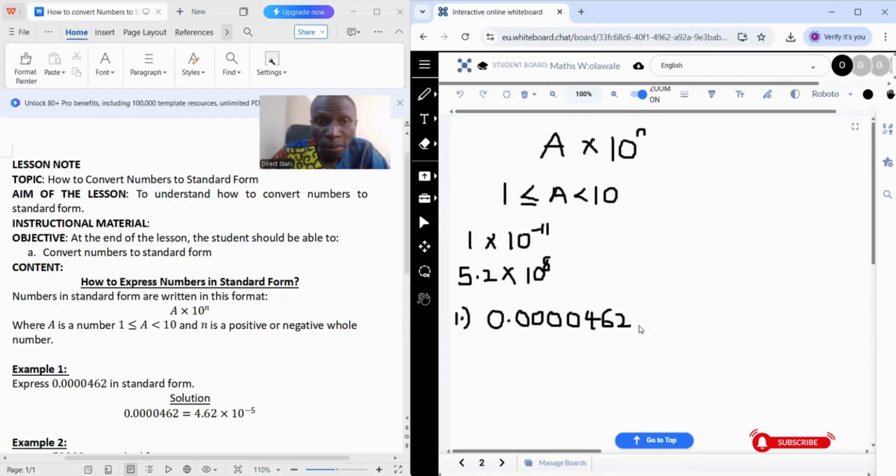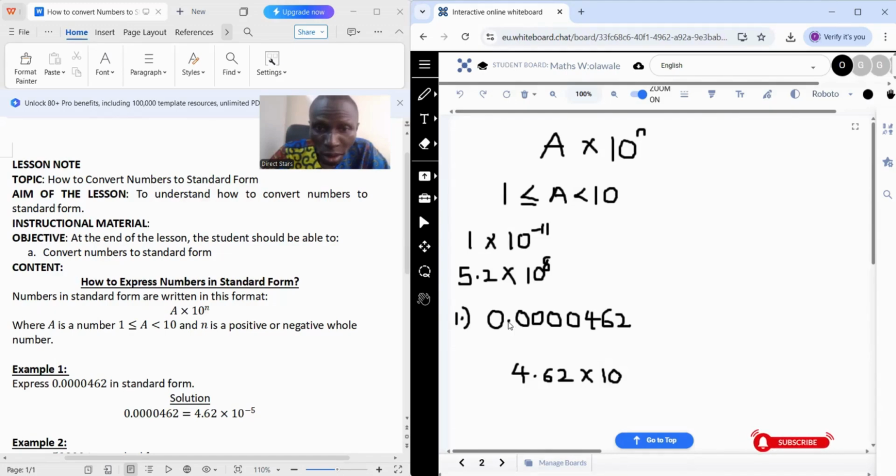So the first thing that we're going to do here is to write the first number, which is a. And don't forget that a is a number that is greater than or equal to 1, but less than 10. So we can have our a here to be 4.62. Then times 10 raised to the power. Now, if you want to get the power, we are going to move the decimal point to make it 4.62. So we want to know the number of places we move the decimal point to have it be 4.62, which is the first number.